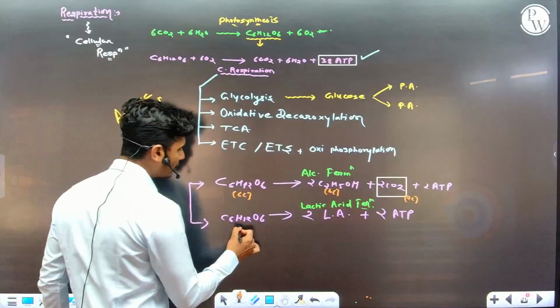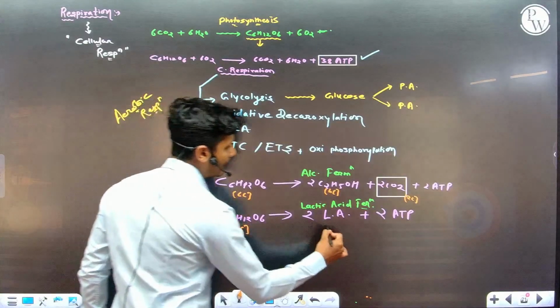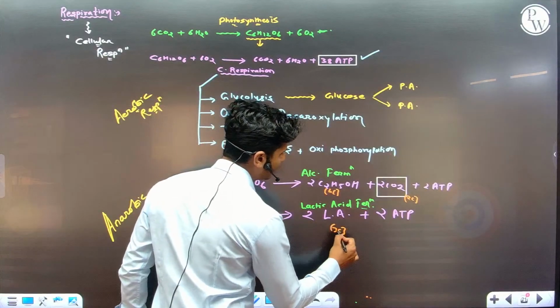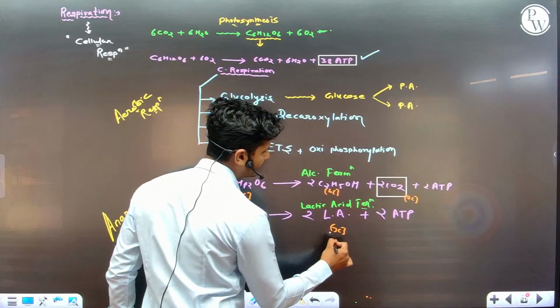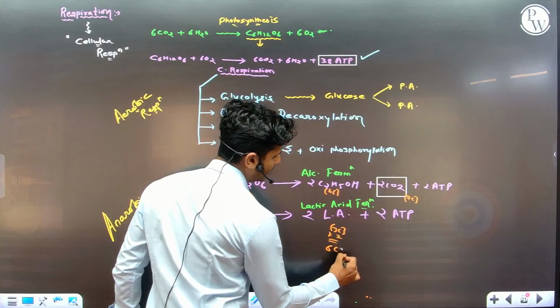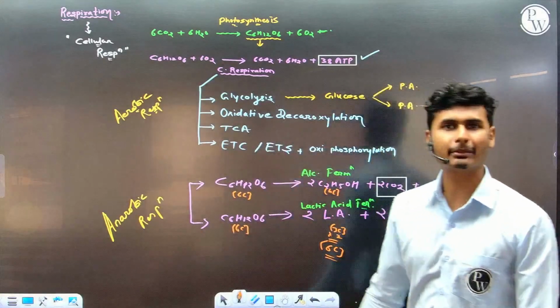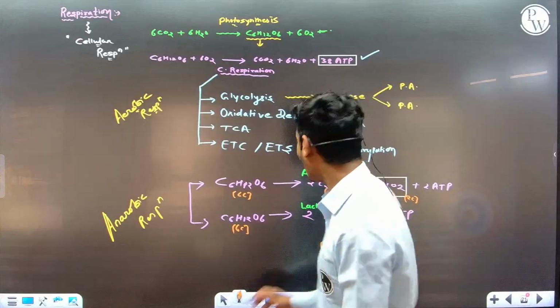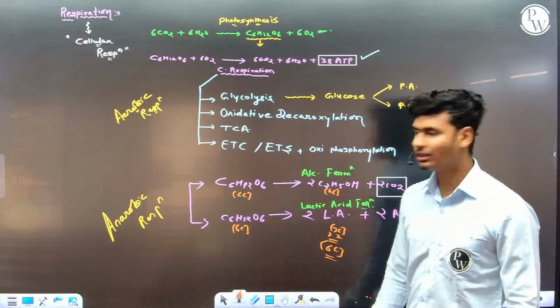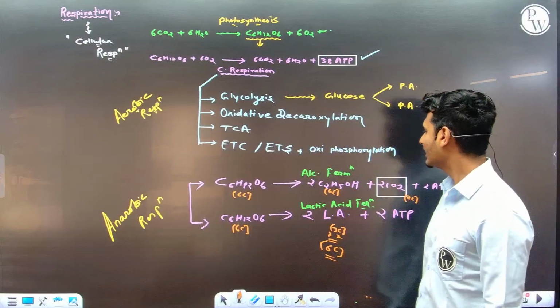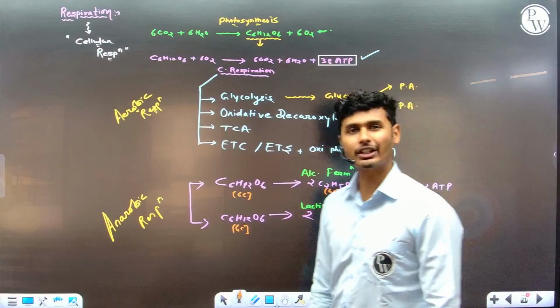Now here glucose is a 6 carbon molecule, lactic acid is a 3 carbon molecule, so 2 molecules of 3 carbon lactic acid is 6 carbon. So how can we release CO2 in lactic acid fermentation? There is no possibility because lactic acid is a 3 carbon molecule. This ethyl alcohol or ethanol is a 2 carbon molecule.